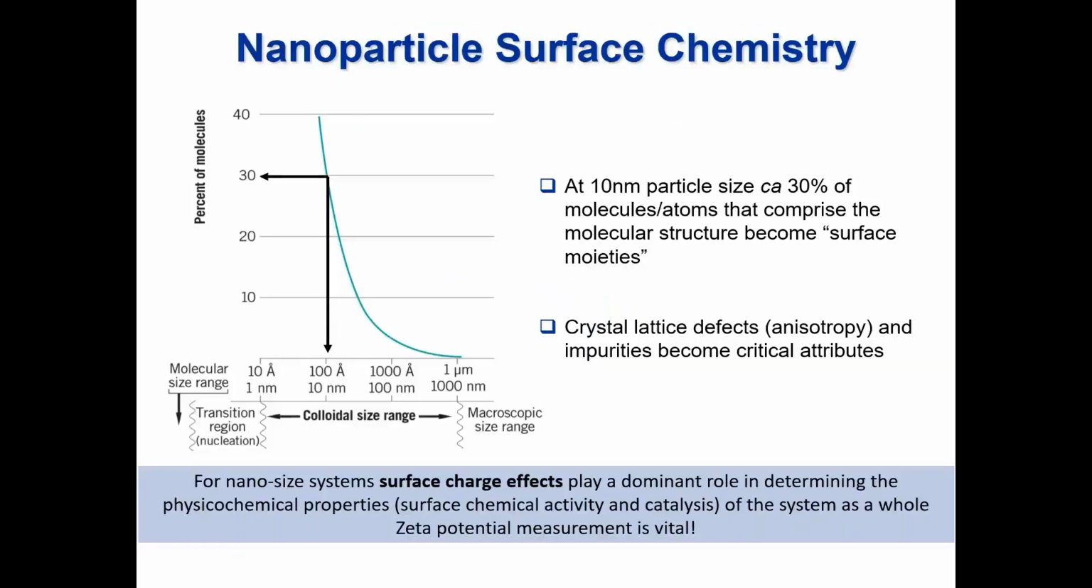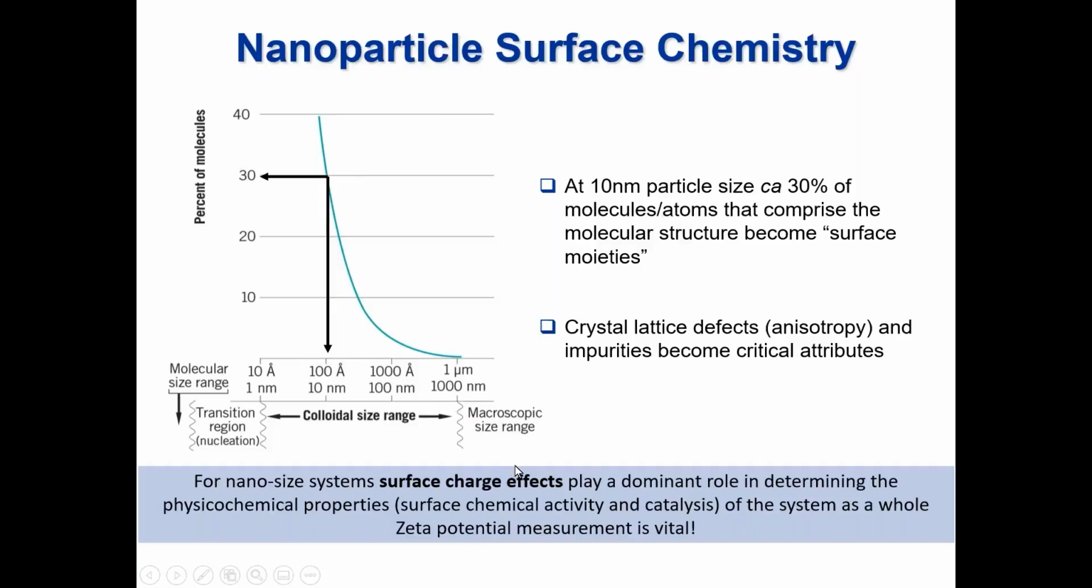Now, I'm showing this slide about nanoparticle surface chemistry because there's an accelerating increase in interest in nanotechnology applications, especially in the pharmaceutical and healthcare industries. Now, nanoparticles are things that underpin the technology, but what we're really dealing with are colloids. And colloids are particles whose size, simplistically, is less than 1 micron. But as we see from this schematic, as the size decreases and gets smaller below a micron, more atoms and molecules that comprise the actual molecular structure of the material become surface moieties. And at 10 nanometers, it's 30%.